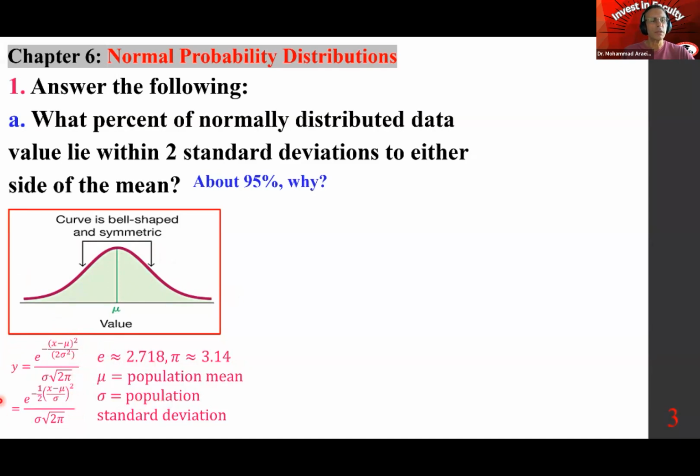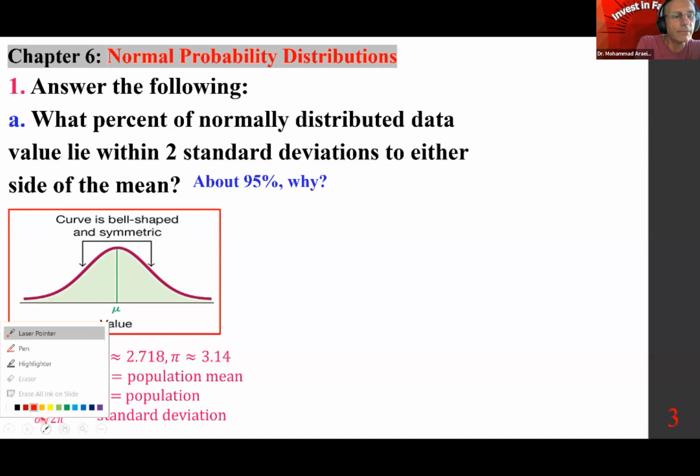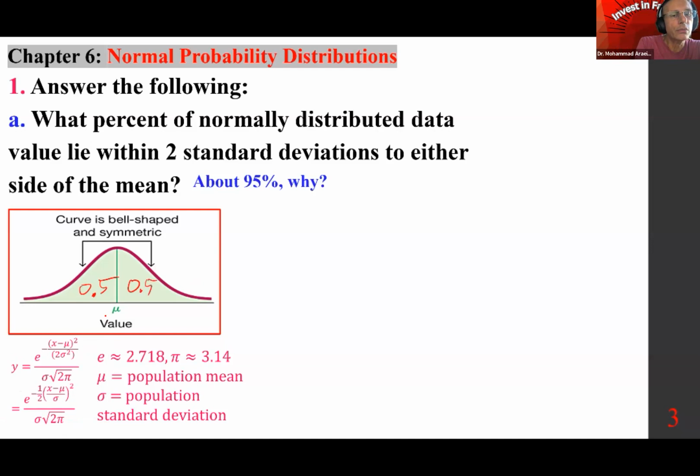Another way of representing it would be in this format, and the result is that it's symmetric, so the total area represents the total probability, and it's equal to 1. The total area is 1, and on each side we have an area equal to 0.5 by symmetry. Each side has the area of 0.5.